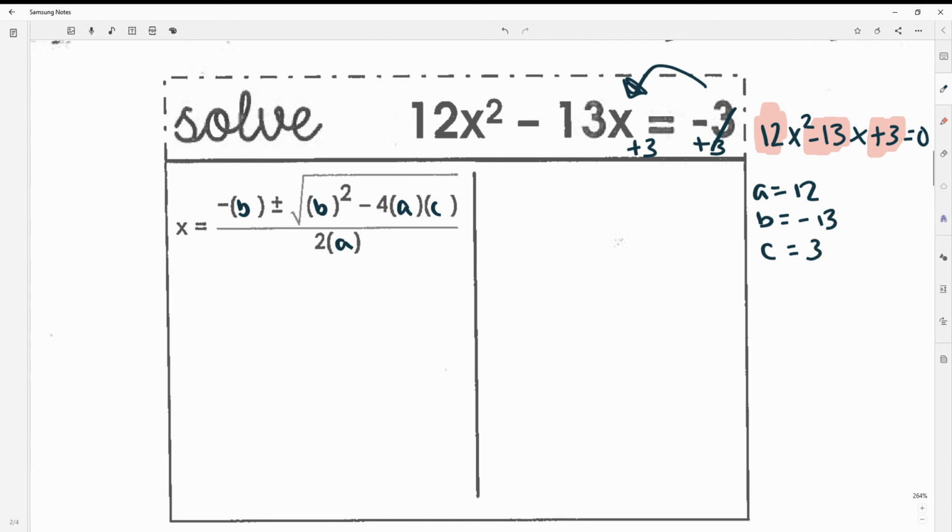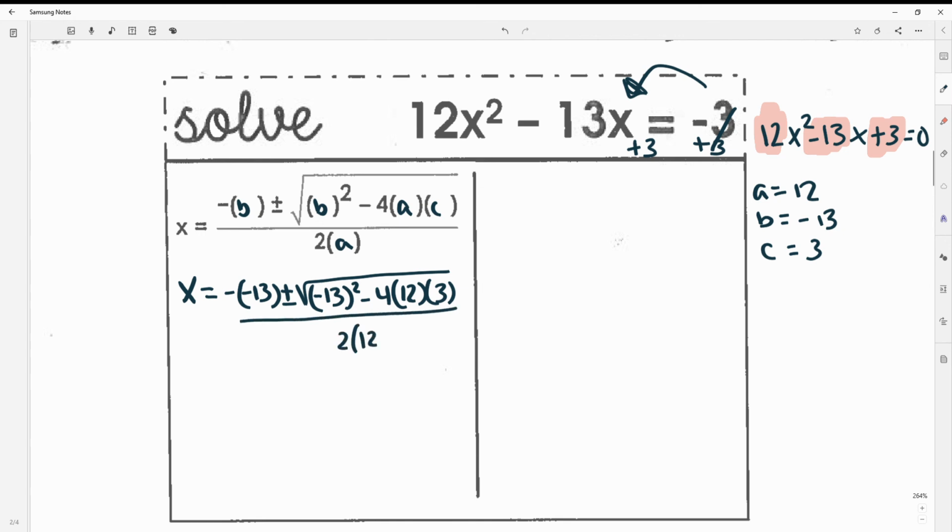All right. Now I'm going to plug them in. So I have x equals -13 plus or minus the square root of -13 squared minus 4 times A, which is 12, and C is 3. All of that is divided by 2 times 12. Alright, so that was step 2. So step 1, I identified A, B, C. Step 2, I plugged them in. Now I get to start solving. Two negatives make a positive. -13 squared is 169.